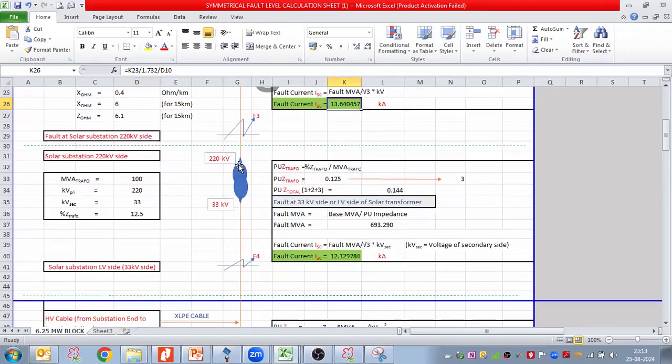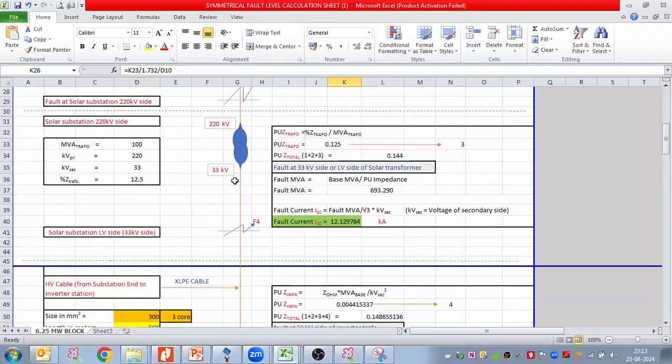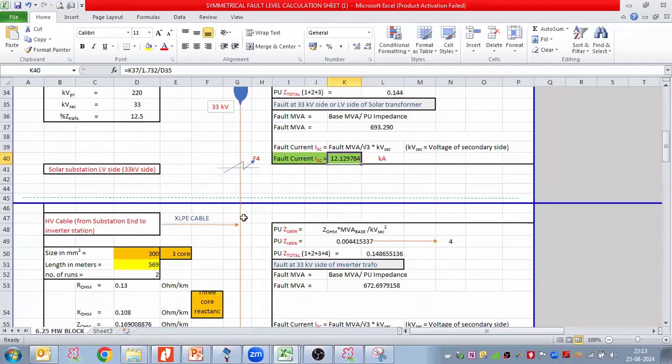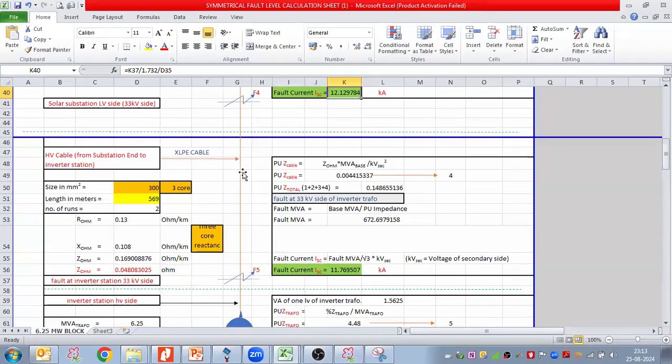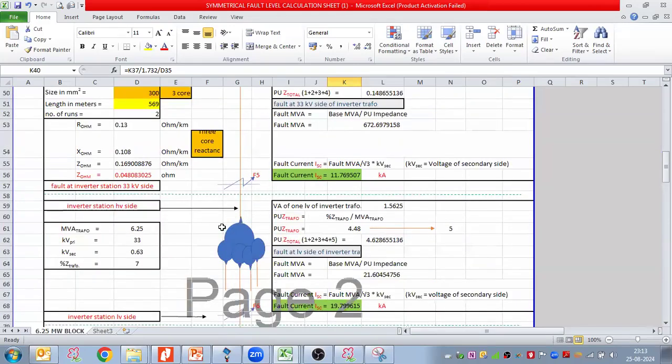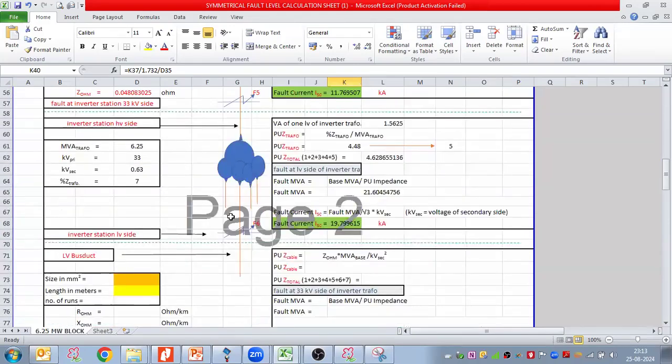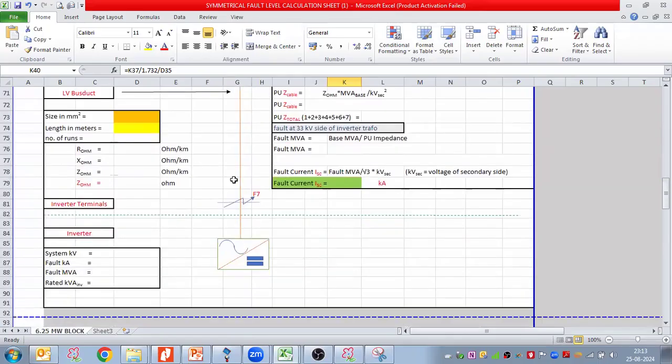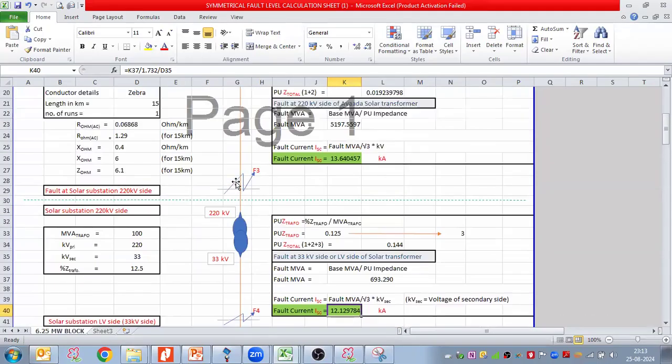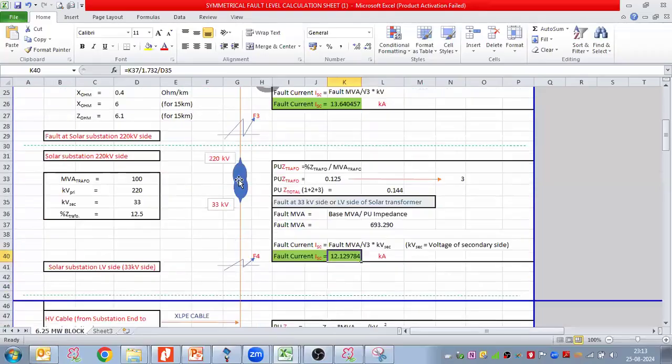Yes, sir. Then transformer 220/33 kV. Here again we are calculating the fault current, about 12 kiloampere, right? Yes, sir. Then it is going and connecting with the help of the cable. It is connected to the inverter duty transformer, then again going to the different inverters. So this method we have discussed in module number 1.